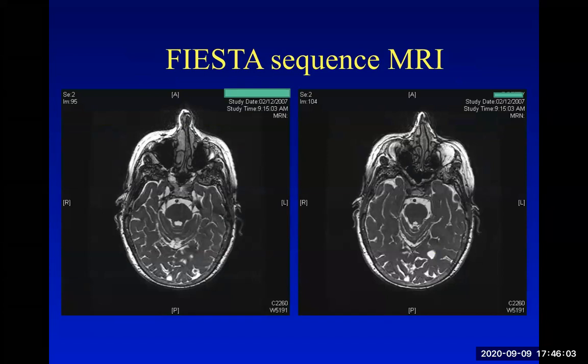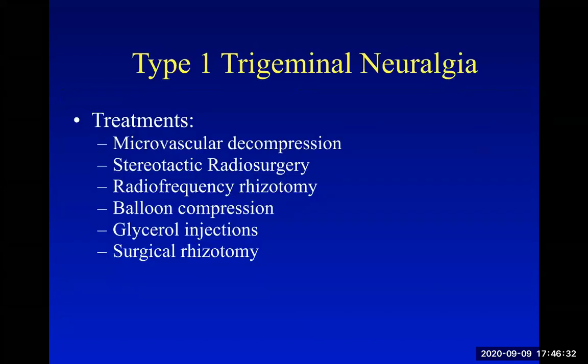And for some of you who've heard my prior talks, I talk about the importance of getting the right MRI sequence. Most of the MRI sequences are not useful to look at the trigeminal nerve carefully, but in the Fiesta MRI sequence, we can see the intricate details of the trigeminal nerve. So we commonly get this sequence prior to planning any treatment options for the patient. So let's talk about treatment for type 1 trigeminal neuralgia. There's a list of treatments here.